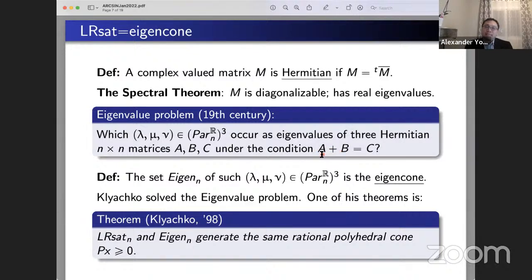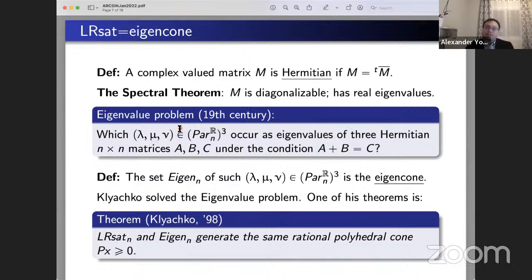But now let me add the hypothesis that A plus B equals C. The question is, when you add that hypothesis, what constraint does that put on lambda, mu, and nu? What can you say about that? Is the question clear? You have these lists of eigenvalues, you have an additional addition constraint, and you want to ask, if I give you a triple of partitions, can you tell me whether or not it can occur?